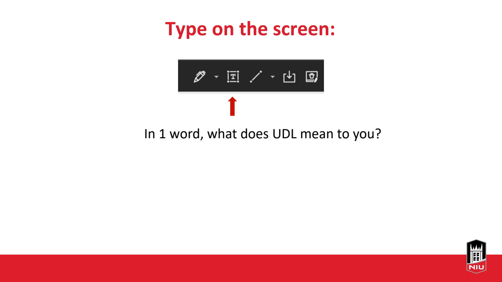I have enabled the whiteboard tools. Towards the top of your screen, you should see something that looks like a little square with a T in it. That's a text box, and if you click on that, you can type on the screen. I imagine many of you have probably heard of Universal Design for Learning, and I'm just curious what that brings to mind for you. Just one word, what do you associate with Universal Design for Learning?